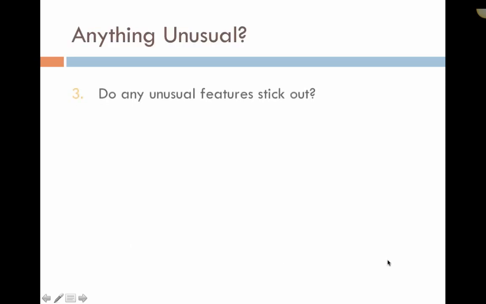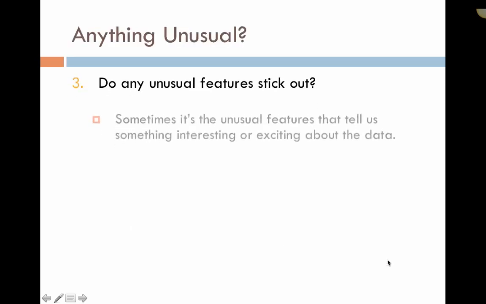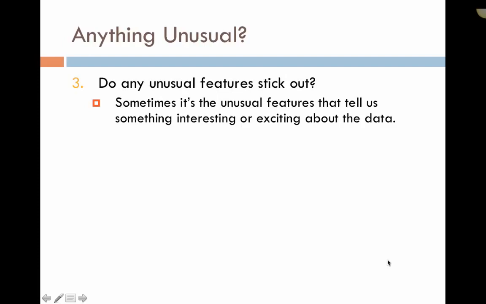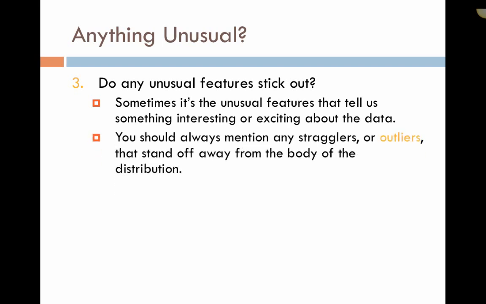Then we're looking for any unusual features. Sometimes it's the unusual features that tell us something interesting or exciting about the data, and a lot of times that can be what we're most interested in. For example, an outlier would be something that is unusual. Outliers are stragglers that stand off away from the body of the distribution. So anytime you see an outlier, you want to mention that in the distribution.